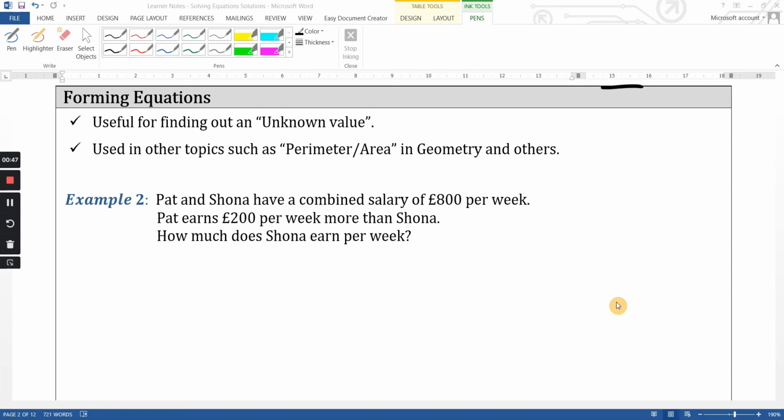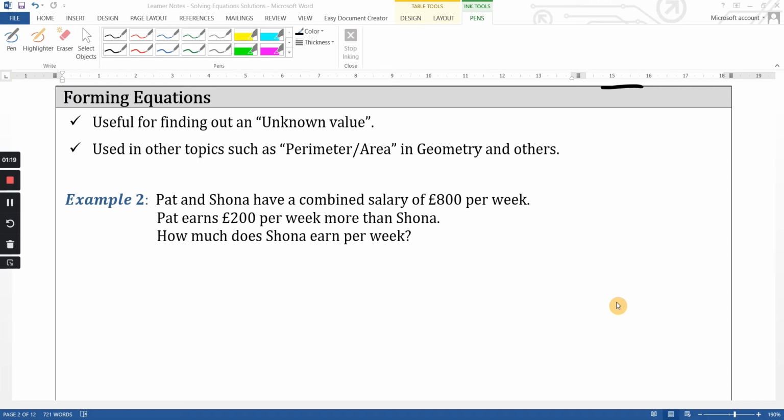Okay, let's move on to forming equations. So you can get a question in the exam where they give you a little problem and you can use algebra to work it out, even though it doesn't say use algebra to work it out. So let's have a look at this example. Pat and Shona have a combined salary of £800 per week. Pat earns £200 per week more than Shona. How much does Shona earn per week?